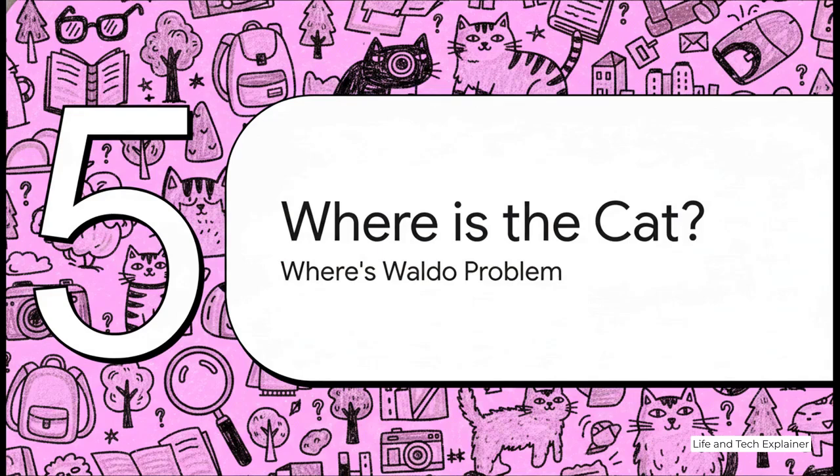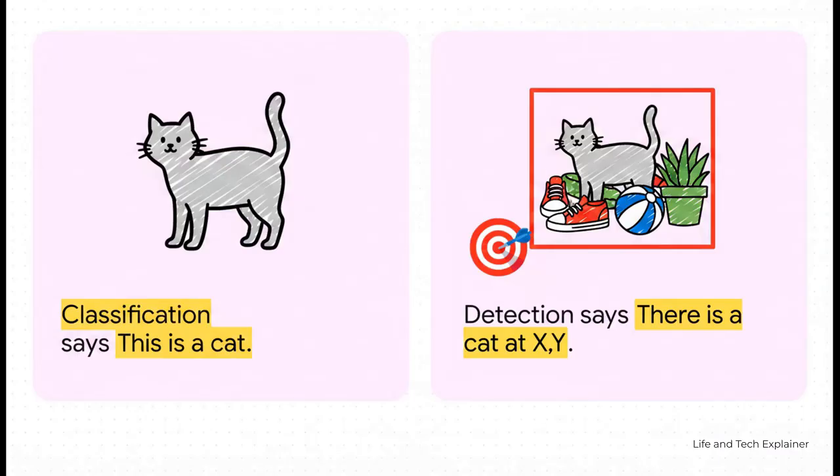Section 5. Where is the cat? The Where's Waldo problem. Knowing what an object looks like is one thing, but finding it out in the wild, totally different ballgame. Notice the massive distinction here. Classification is simply the computer looking at an image and saying, yep, this image contains a cat. But detection, that is way harder. Detection says, there is a cat, and it is located exactly at coordinates X and Y.